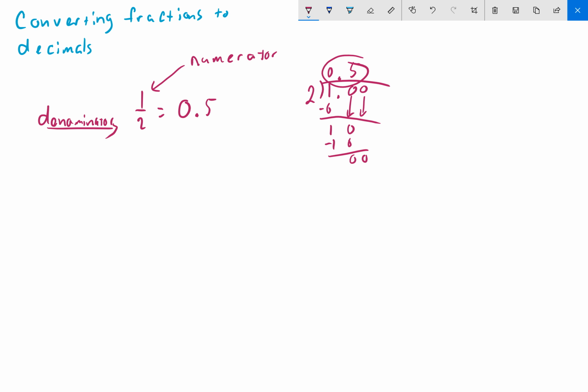Now I'm going to do another one. Let's say I had something like 3/4. Well, once again, I'm going to put down 4. I'm going to write down 3.00. I put my decimal above. It goes in 0 times.